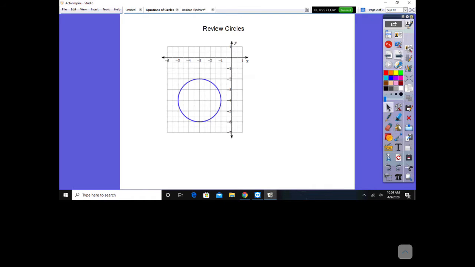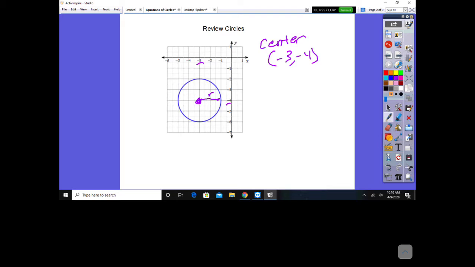So let's start with a circle. What is a circle? A circle is a round shape, and we all know a circle has a center. Right here's the center of the circle, and it has a radius right here. This is the radius of a circle. So for an equation of a circle, what we want to know is that center. Right here, that center is at -3, -4.